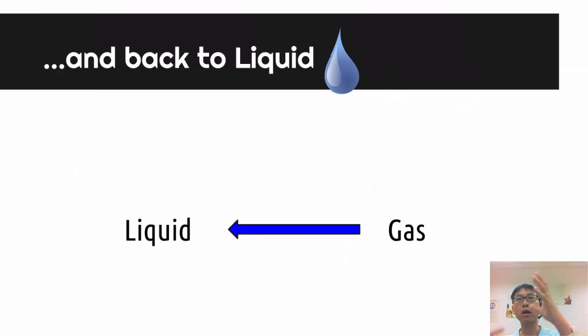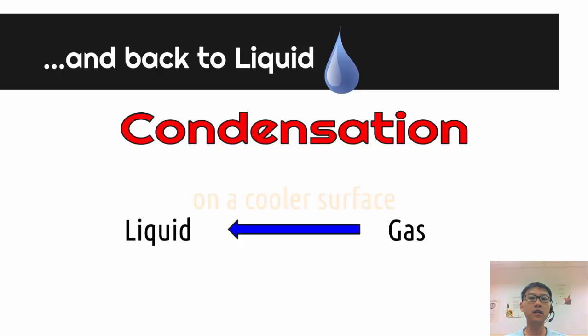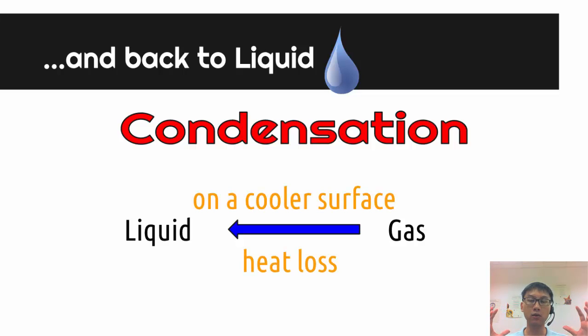Now we are at the gas state. When we want to move back to the liquid state, what do we need to do? We need to go through what process? Yes, condensation. So condensation occurs on a cooler surface. Okay, and because of that, it requires heat loss. So when hot water vapor comes in contact with a cooler surface, it loses heat because heat flows from a hotter to a cooler region. So then my gas will condense into water droplets.